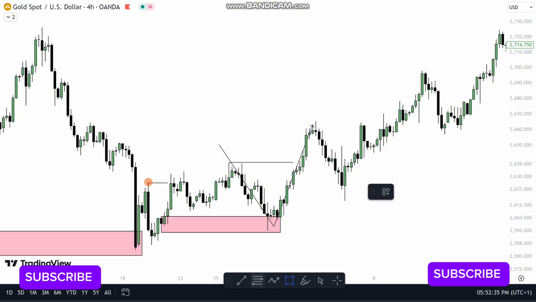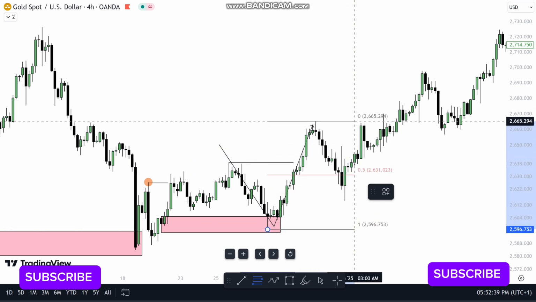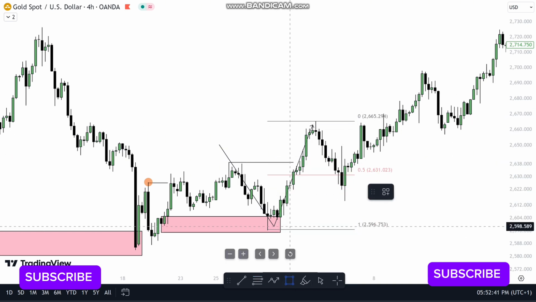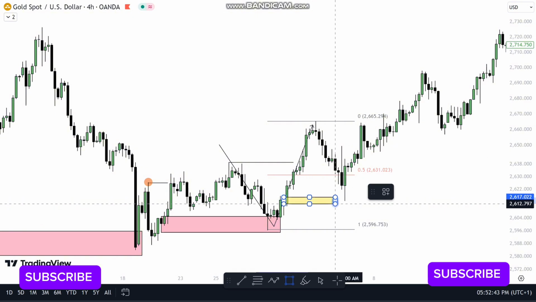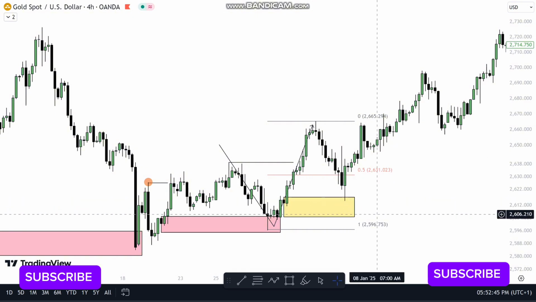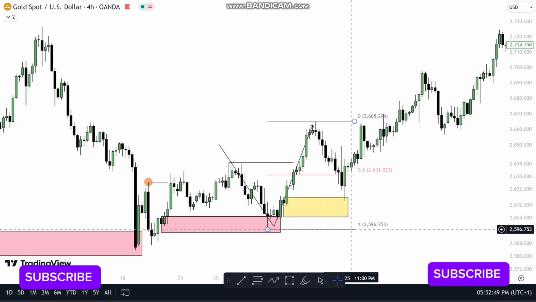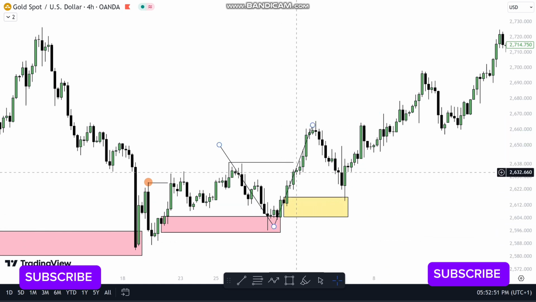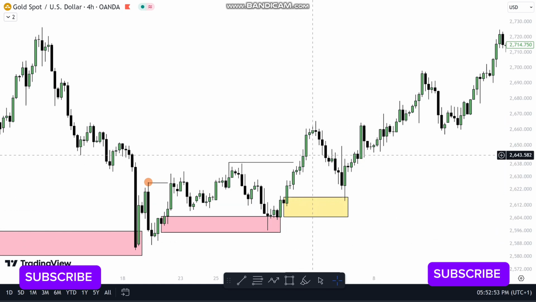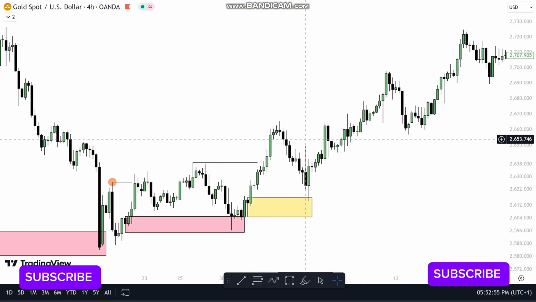So from this leg, we'll be looking out on this zone. First of all, put your fib. Look out for the zones on the 50% mark. First of all, this is a valid demand area to buy from. And as you can see, price was just following demand, okay. Price was just following the demand, and market is just pushing and pushing since then, okay.